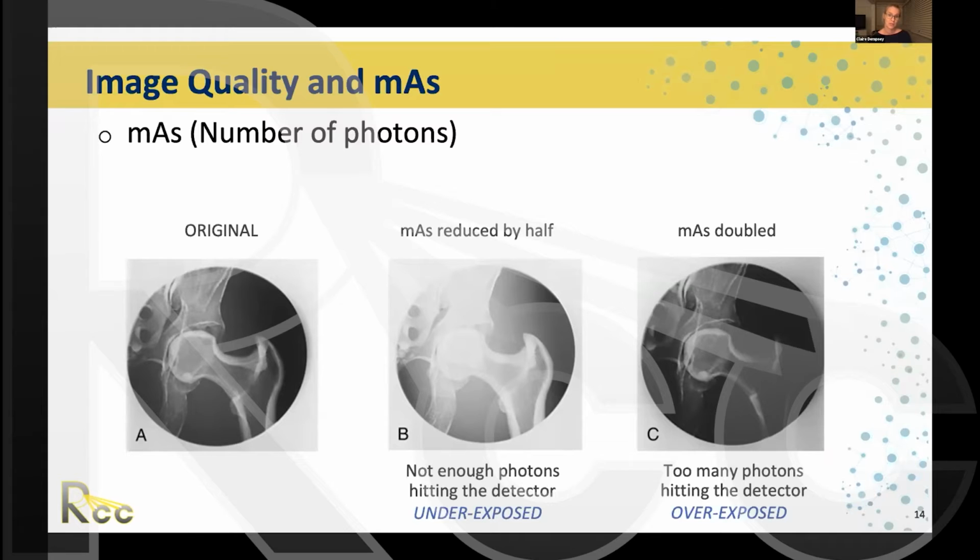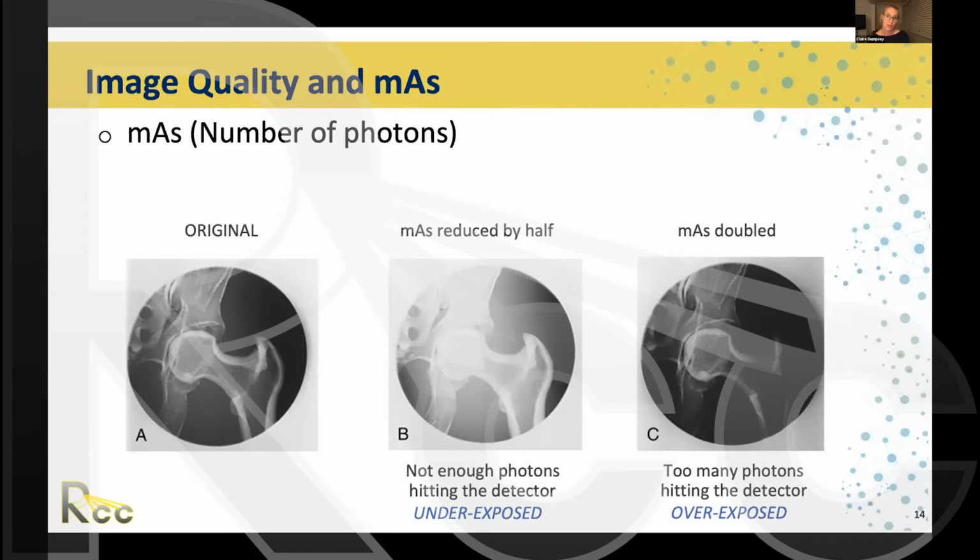If we reduce the MAS by half, keeping our kV constant, you'll see that there's actually not enough photons hitting the detector. So there's less photons coming out of the machine, so there's less photons hitting the detector, and we're getting an underexposed image. So that contrast inside the bone is not as good as it was before.